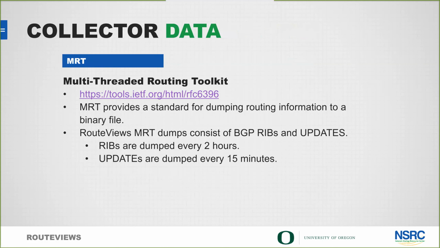So Route Views data is based on the MRT RFC, which is the Multi-threaded Routing Toolkit. Essentially, it's a binary dump of routing data. We take BGP RIBs and BGP updates from our collectors, and we dump those every 2 hours and 15 minutes respectively. And we'll have some links later on about how you can get to that data.